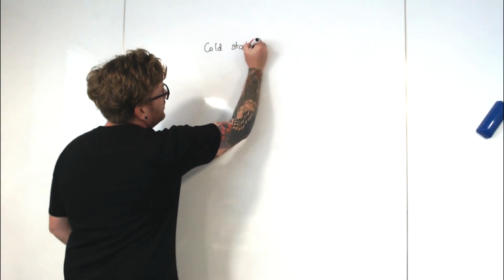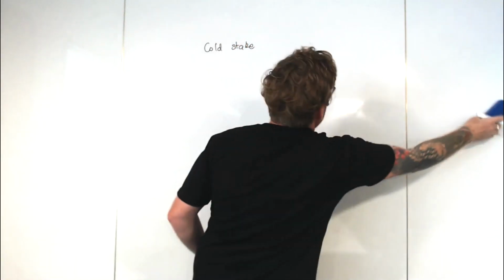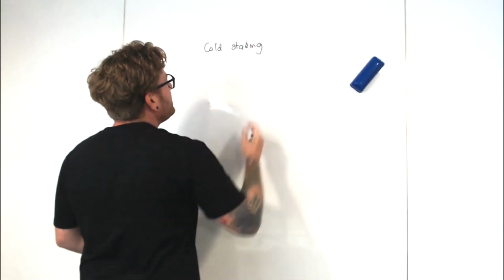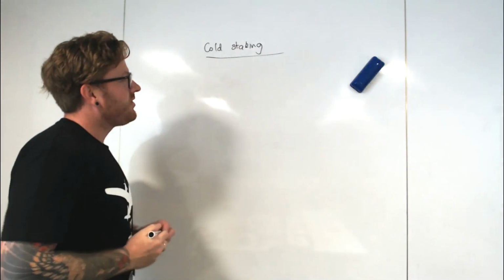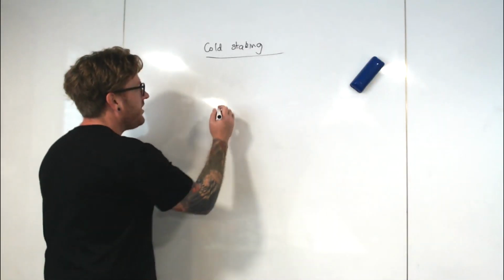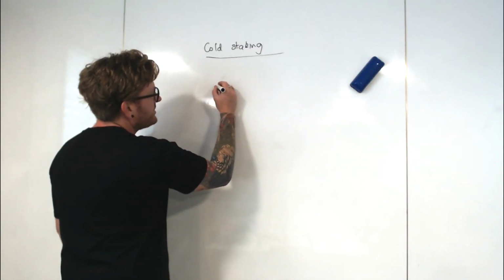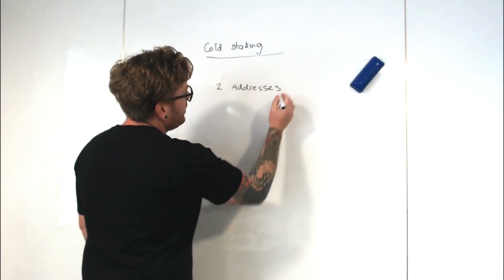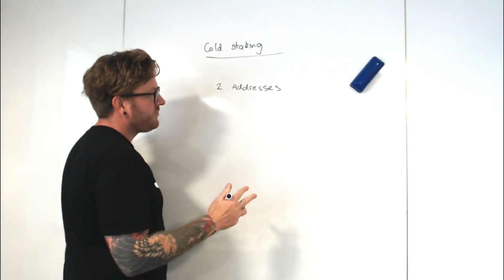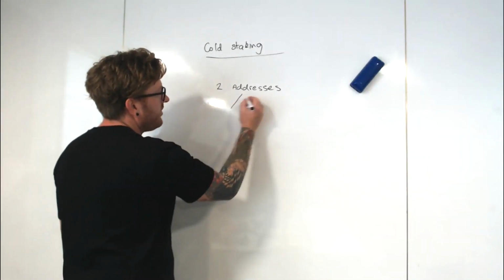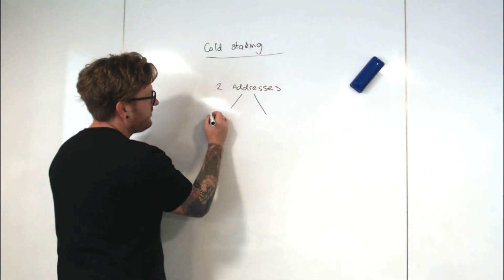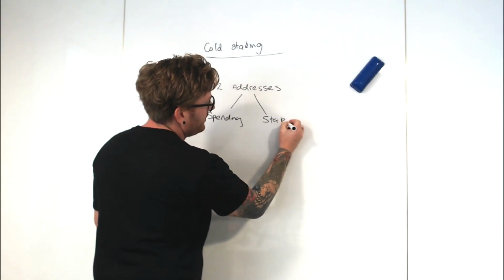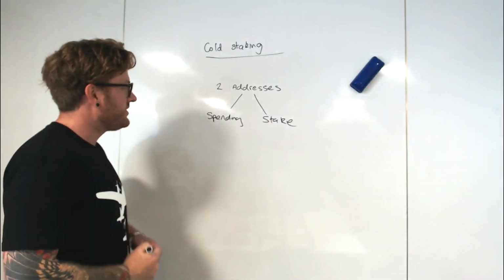So cold staking, all we're talking about there, you can go watch the video if you want, but effectively any coins will now be associated with 2 addresses. And of course that means you have 2 private and public key pairs. You have one for spending and one that can stake.